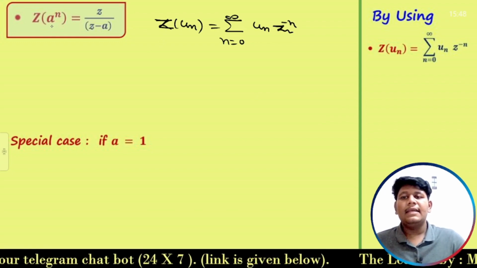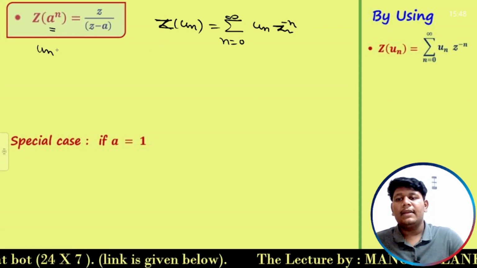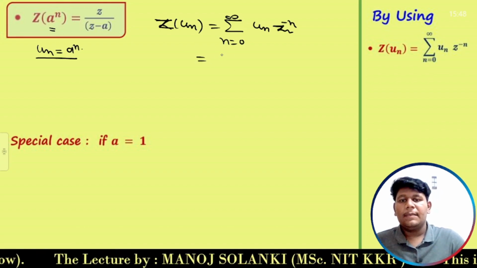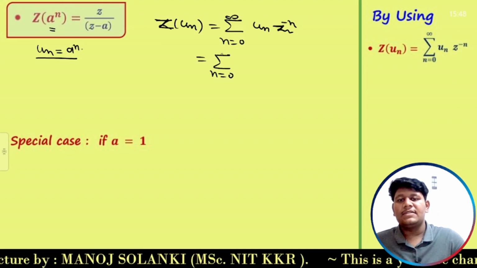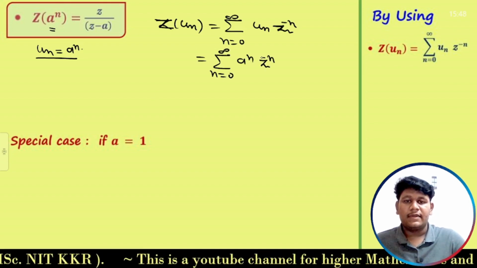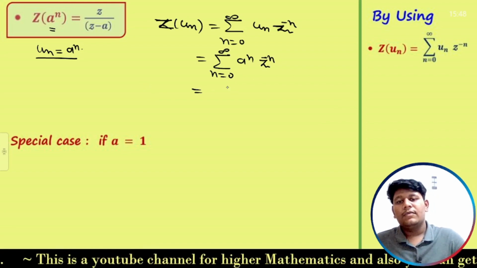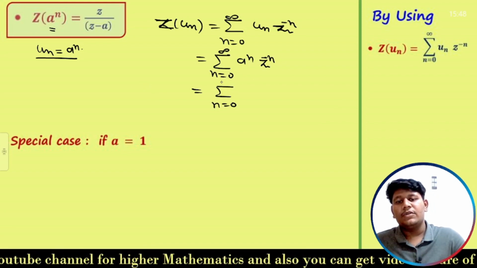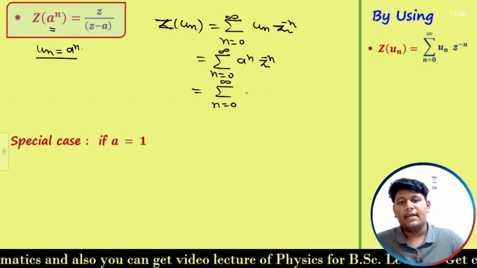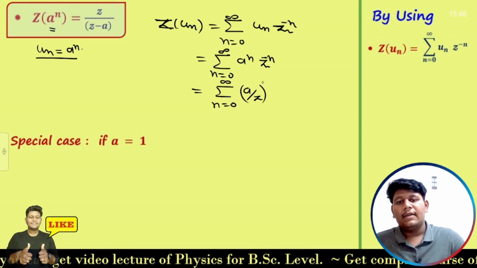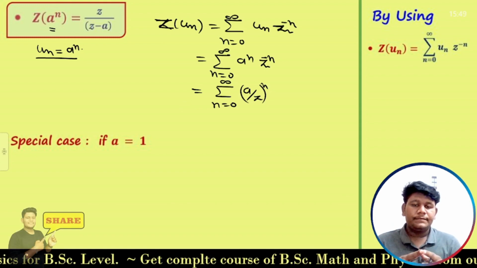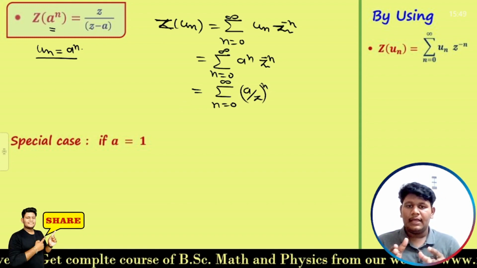Now here, u_n is equal to a to the power n. Putting a to the power n here, the summation from n equals 0 to infinity of a^n z^(-n). So it is nothing but the summation from n equals 0 to infinity of (a/z)^n, basically a upon z.